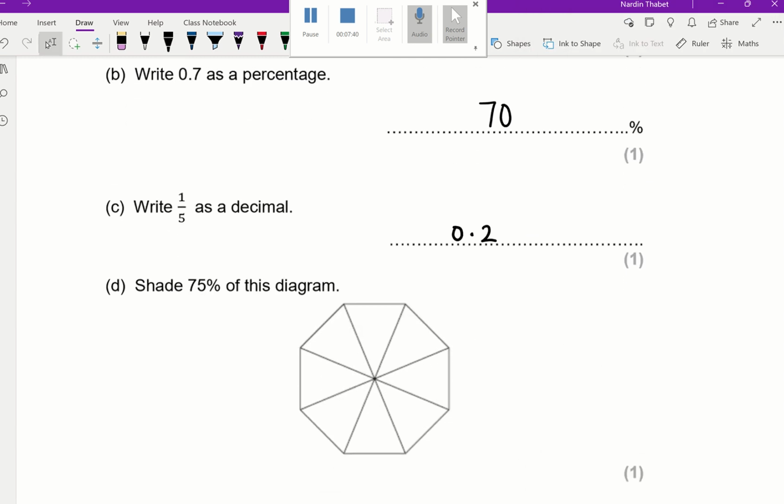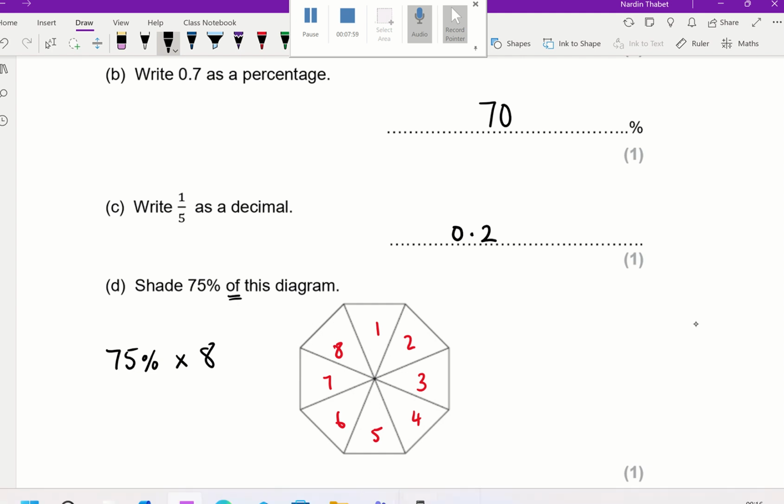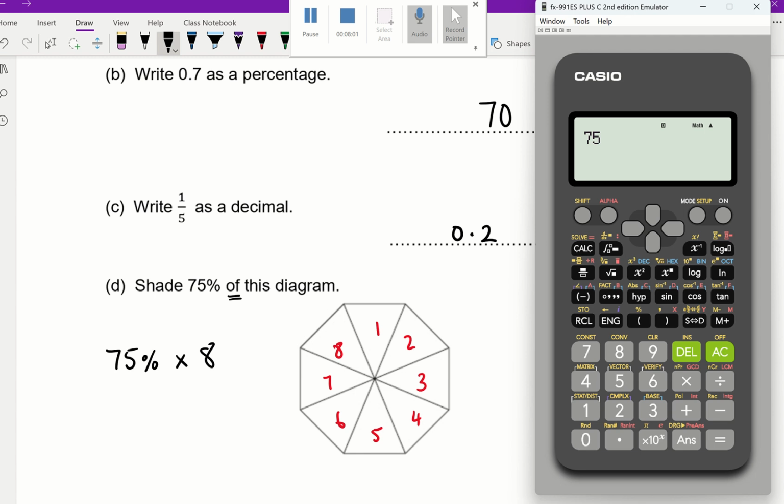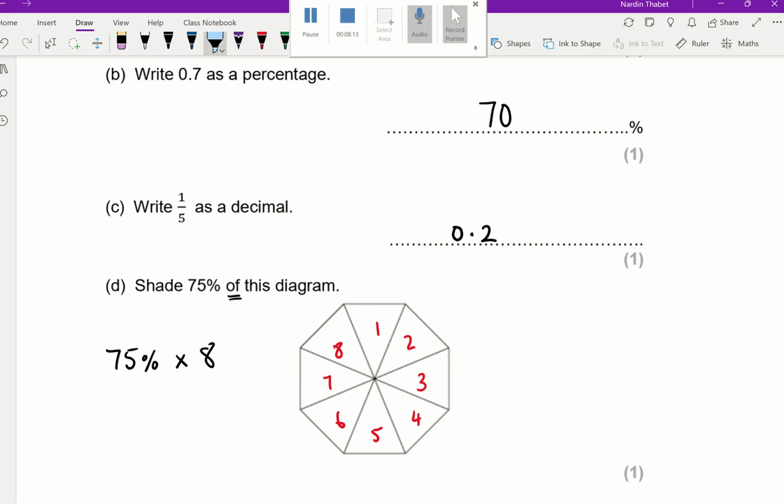And then it says shade 75% of this diagram. Let's count: 1, 2, 3, 4, 5, 6, 7, 8. Of means multiply. 75% times 8. You would get your calculator and do 75, and here's my percent button. Because it's in yellow, I do Shift, SD, 75% times 8, and it tells you 6. So out of these 8, you need to shade in 6.